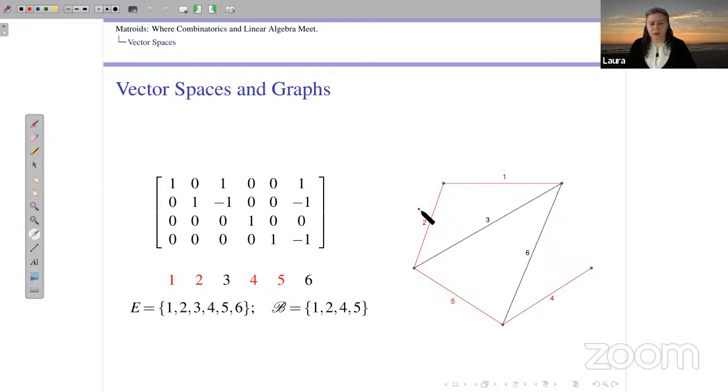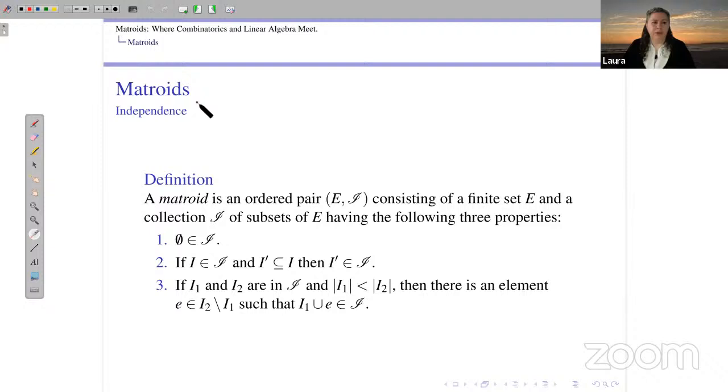So what I'm trying to say is that these structures are so similar because they are both extracting a sort of abstract version of what it means to be linearly independent. This is what Whitney was trying to do. He was studying the abstract properties of linearly independent sets.